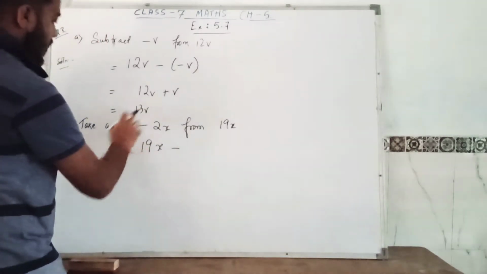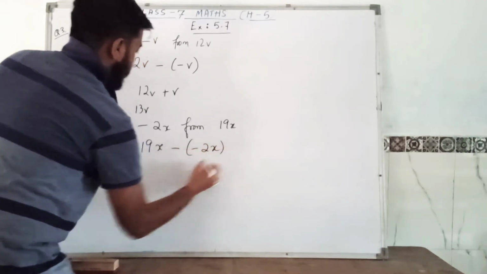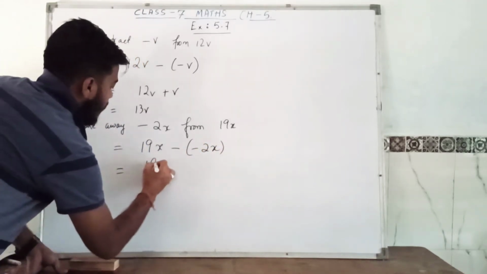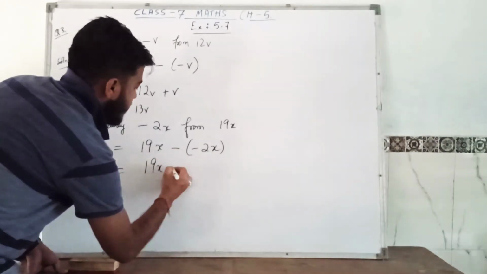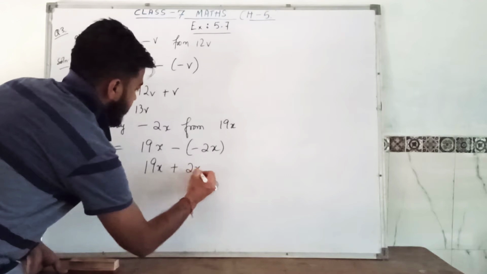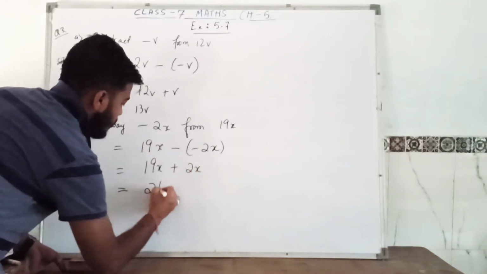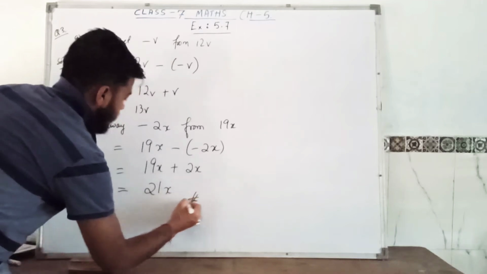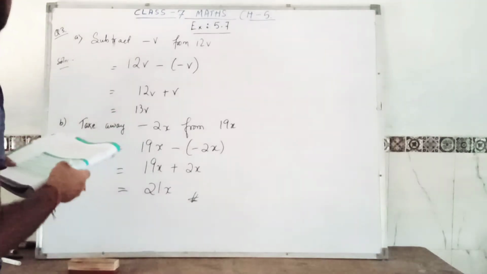Now take away, what you will take away? Minus 2x. So you write in bracket minus 2x. Now solve this one. 19x, remove this bracket, so you will get minus into minus plus 2x. So 19 plus 2 how much? 21, right? 21x. So this is our solution. Simple, right? You have to understand the question. Okay?